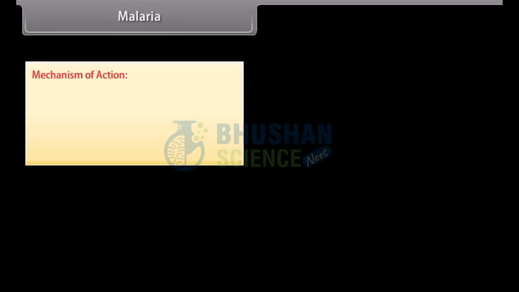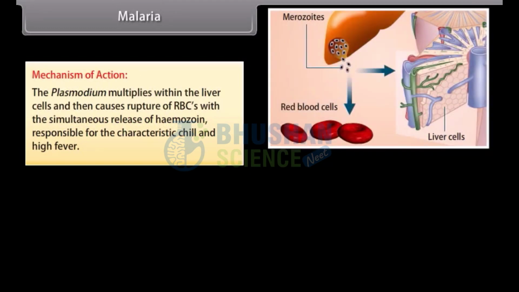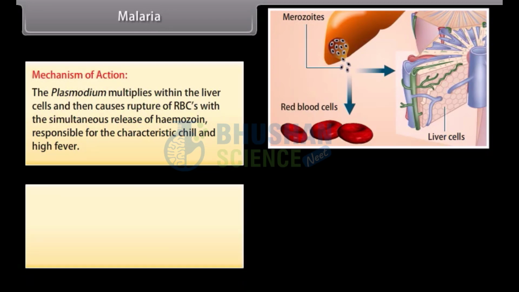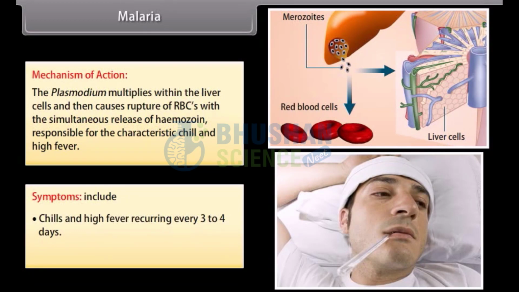Mechanism of action. The Plasmodium multiplies within the liver cells and then causes rupture of RBCs with the simultaneous release of hemozoin, responsible for the characteristic chill and high fever. Symptoms include chills and high fever recurring every 3 to 4 days. Fatigue.